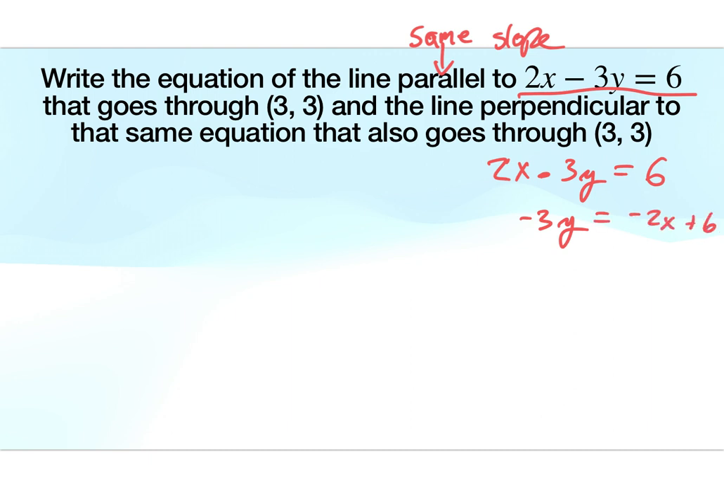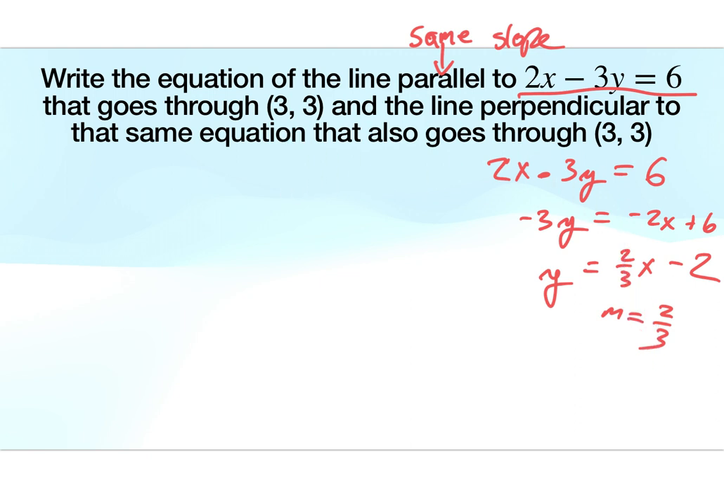Subtracted 2x from both sides. Divide everything by -3. And then I would say the slope of this equation is 2/3. Y equals mx plus b. Which means if I need to find an equation that is parallel to this line, my new line will have a slope of 2/3.